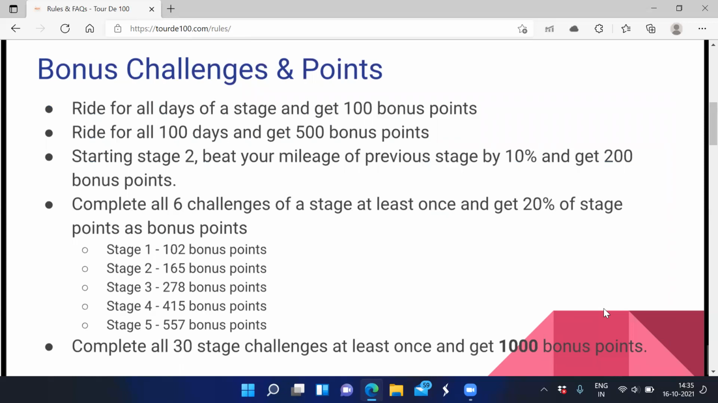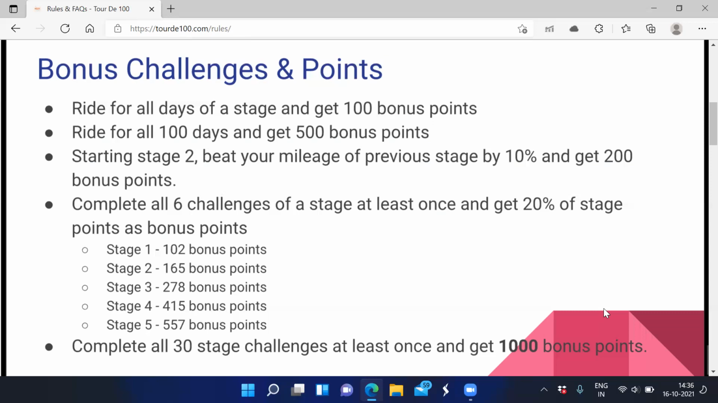Bonus challenges and points. As I mentioned, you'll get bonus points, the bonus challenges and everything. So the first one I already mentioned, for all days in a stage, you'll get 100 bonus points. Therefore 500 points are there in your pocket if you ride for all 100 days. Okay, starting stage 2, beat your mileage. For example, if you have a 12 kilometer per hour mileage in stage 1, and in stage 2 you cross your average speed to 14 kilometers per hour, then you'll get 200 bonus points.